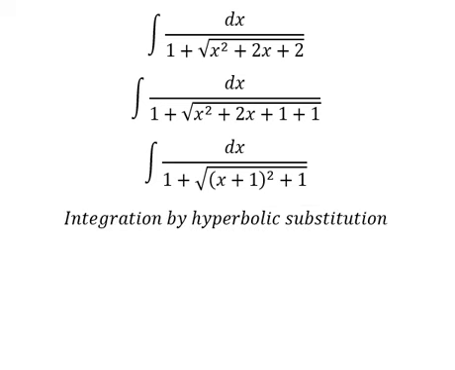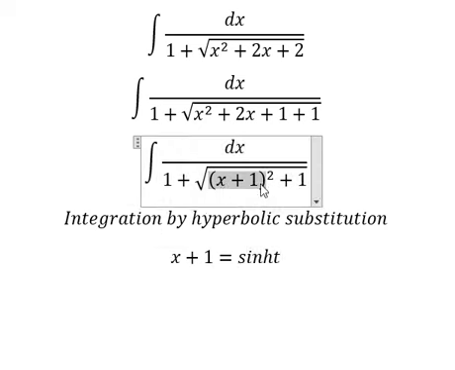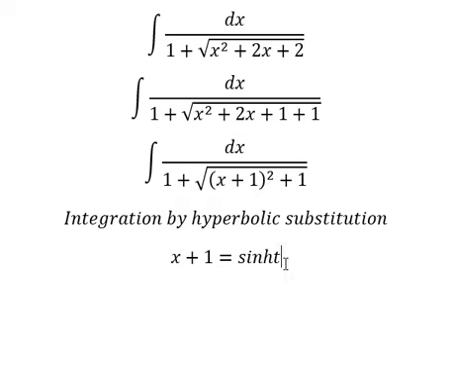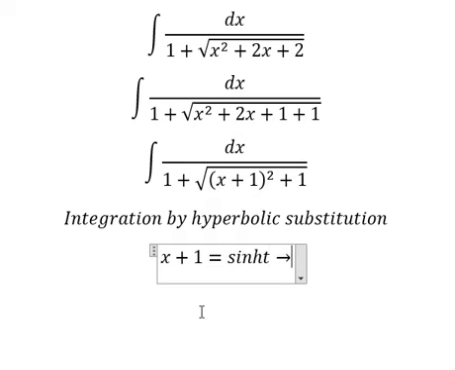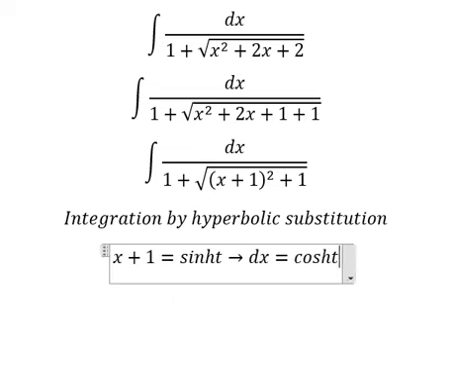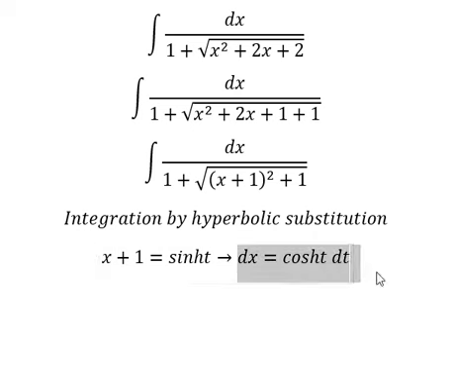So I will put s plus number 1 equals sinh t, because if I put this one here, we get sinh squared t plus 1, which gives cosh squared t, and later we simplify the square root. Next, we need to first take the derivative of both sides, and we have like this.